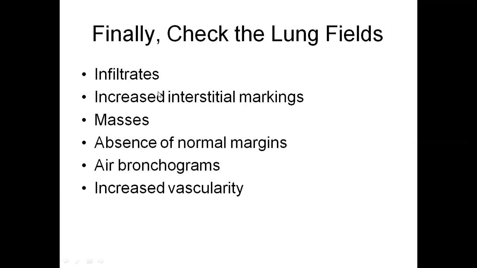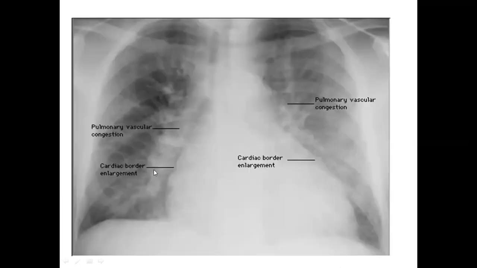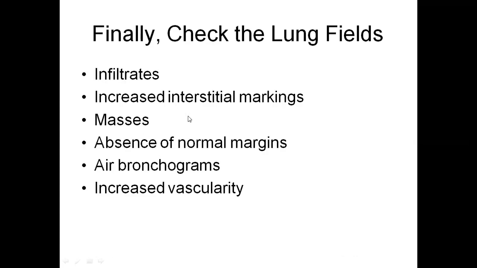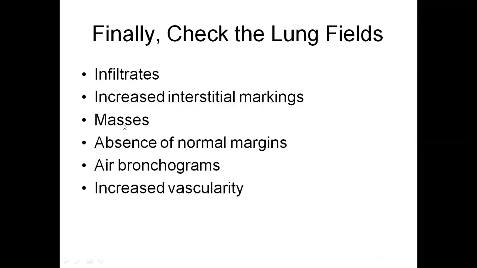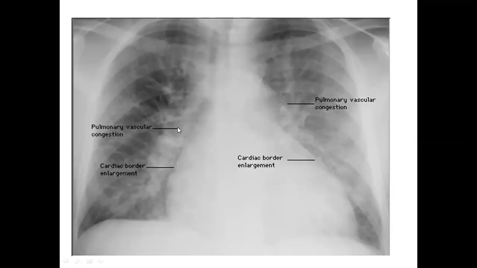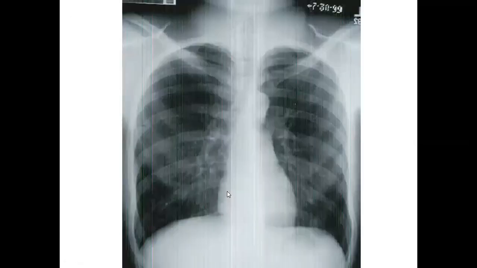Finally, we have to check the lung fields: if there are any infiltrates, if there is any consolidation, solid form, that is actually infiltration. If there are any increased interstitial markings, that means more than normal markings are we finding. If there are any abnormal masses, absence of normal margins, we have to check. We have to check for air in the bronchogram. Okay, we have to check if there is any increased vascularity, like here we are seeing increased engorgement of these pulmonary arteries.